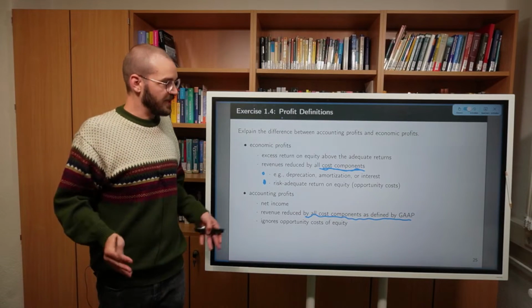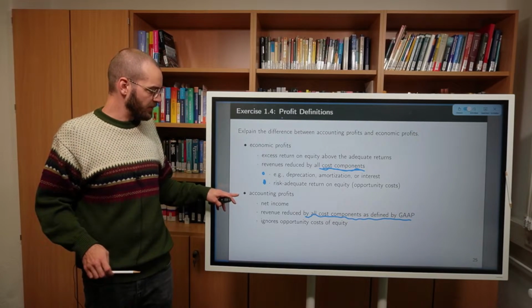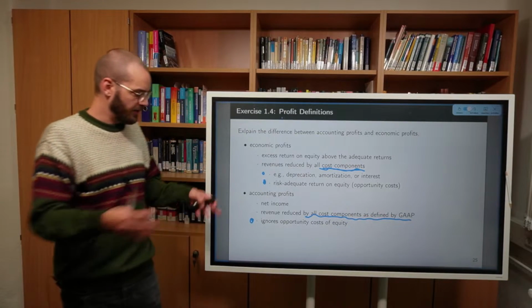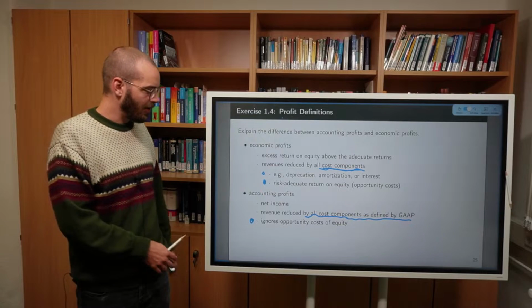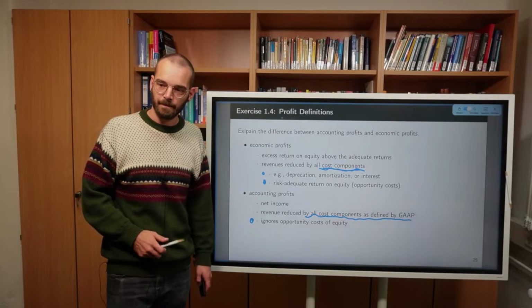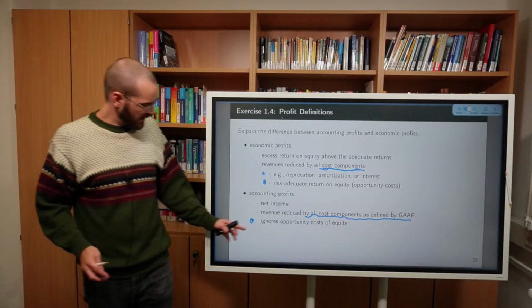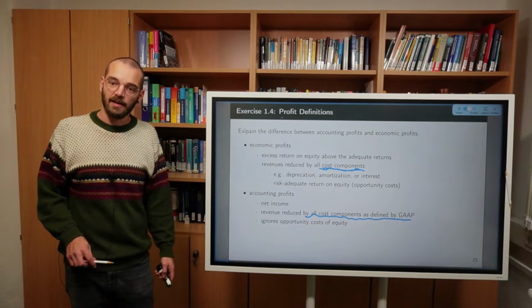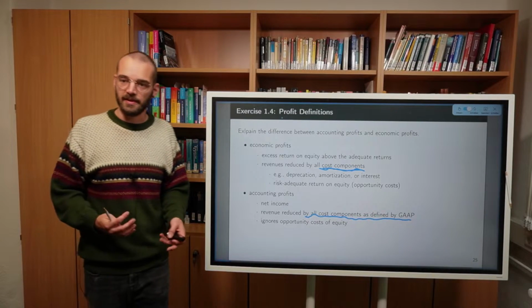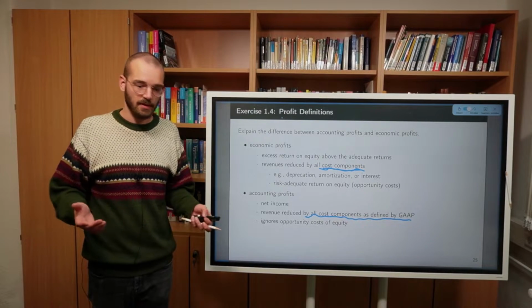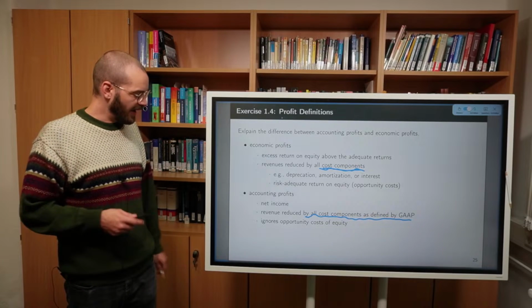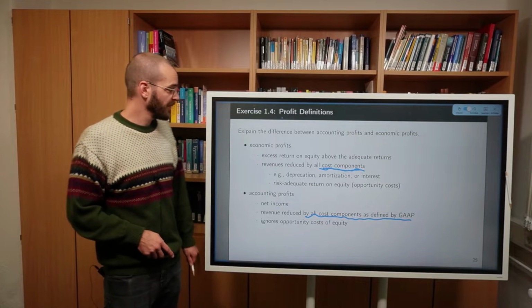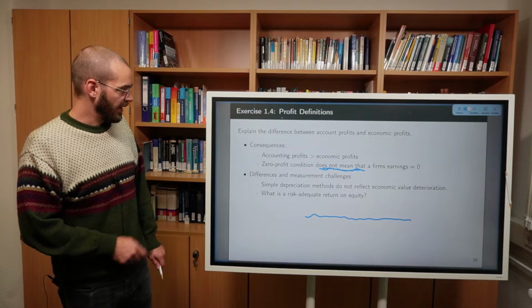Well, the key difference between economic profits and accounting profits is the consideration, or rather the non-consideration, of opportunity costs of equity. Now, this of course is the crucial difference, and it is of course not so simple to actually find opportunity costs and to measure them. More on that right now.